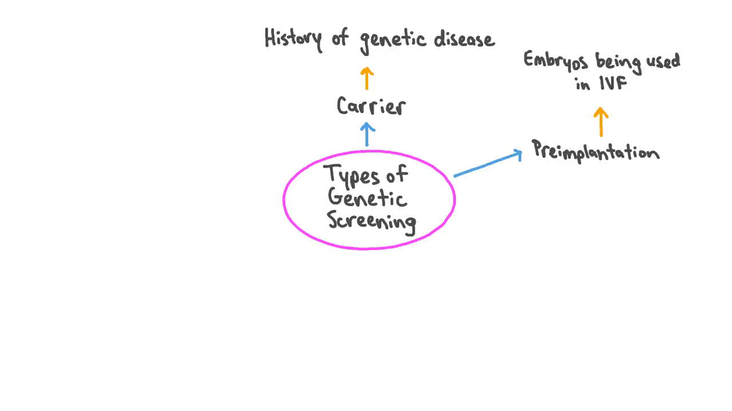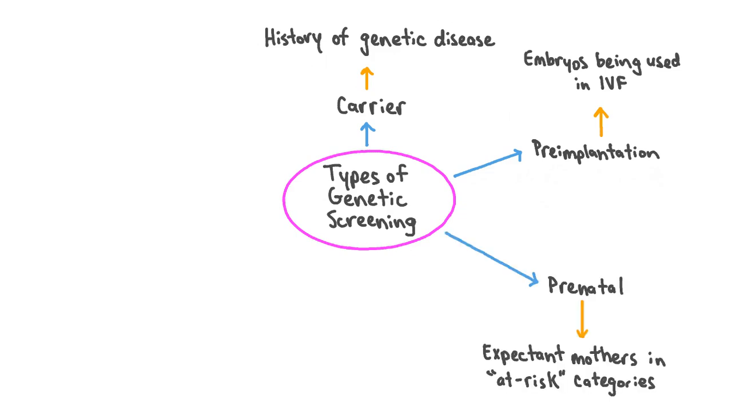Pre-implantation testing is another type of genetic screening. It can be used to test embryos that are being used in IVF, or in vitro fertilization. This is done before they are placed in the mother's uterus. This is why it's pre-implantation. Again, this will most likely be offered to couples who have a family history of genetic disorders.